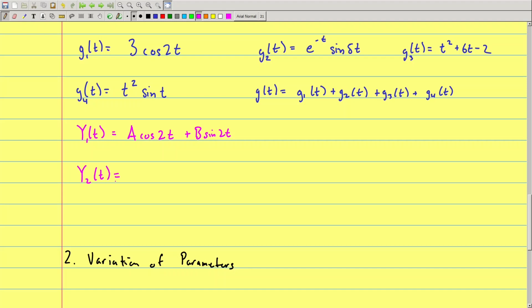For the particular solution associated with G2, we have a similar situation where we're going to need both cosine and sine in order to handle this expression.